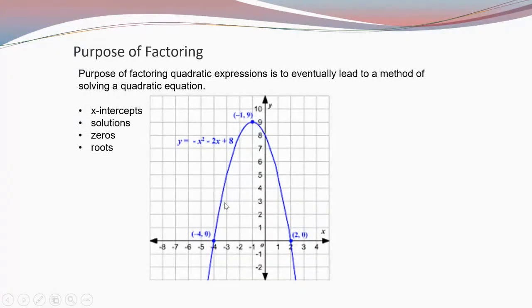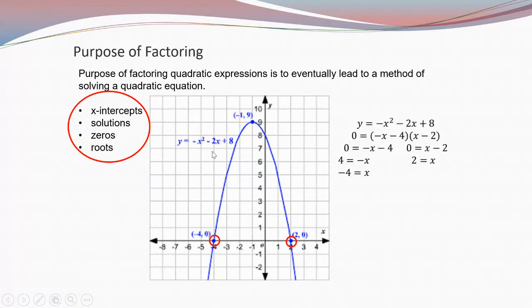This is a graph of a quadratic equation. These are called my zeros, or my solutions, or my x-intercepts, or my roots. These have 4 different names that they can be called. Okay, for example, this is the equation for this graph. This is the quadratic equation, and this is how we find the zeros, which are the x-intercepts. This is what I'm going to show you in this part of this PowerPoint, how to factor. Okay, these are my solutions, -4 and 2. There's my -4 and there's my 2.